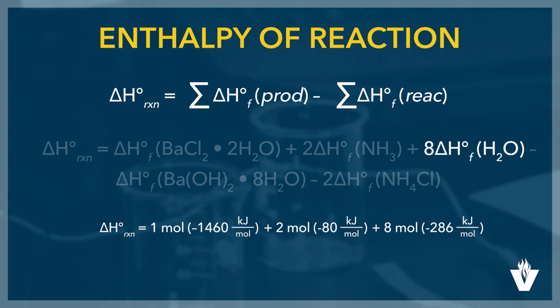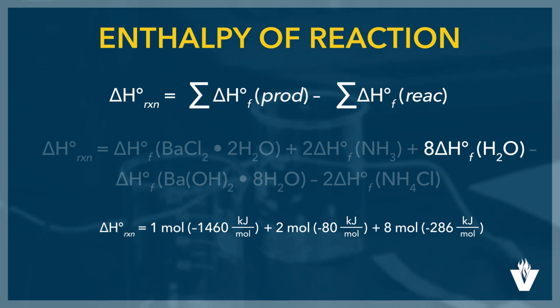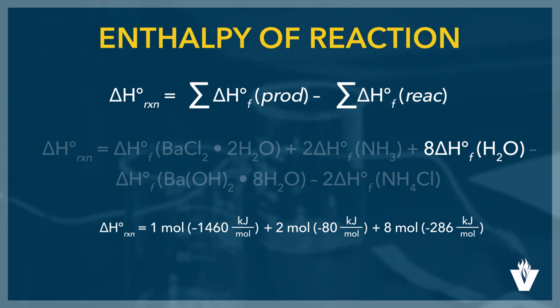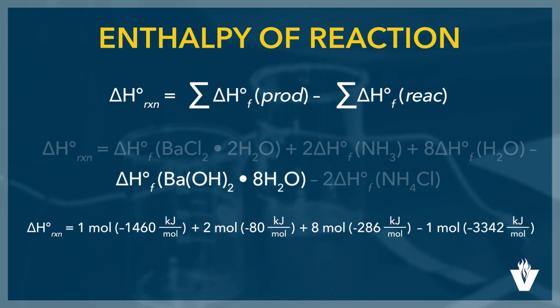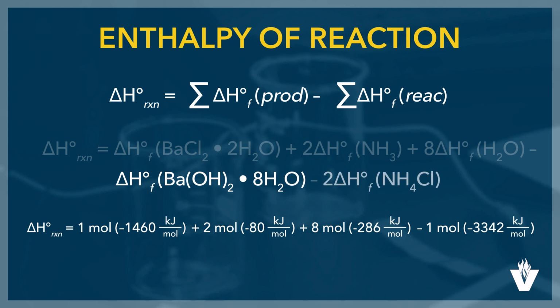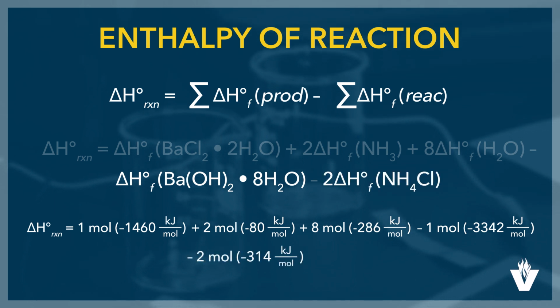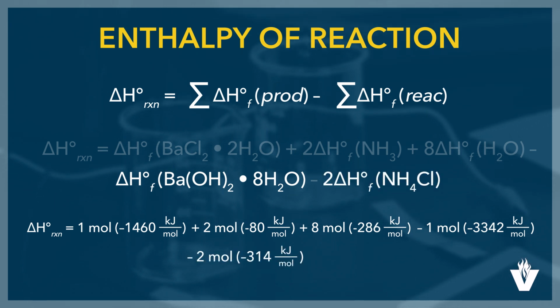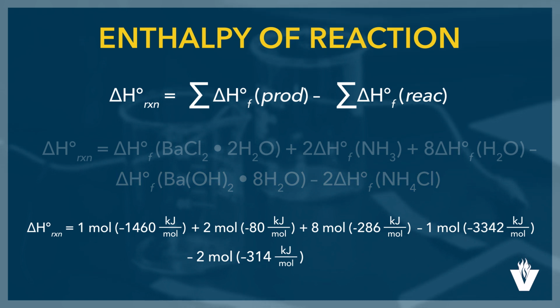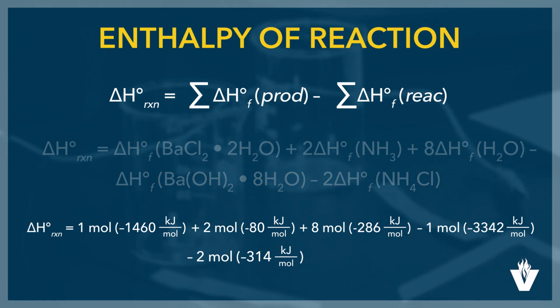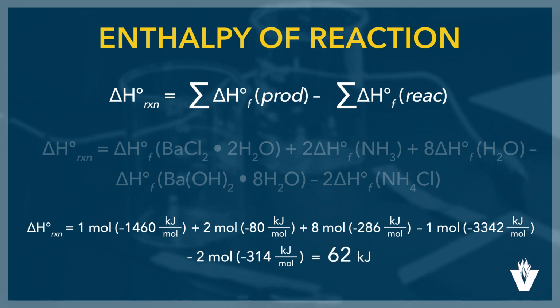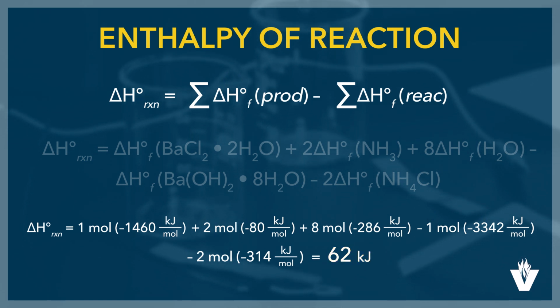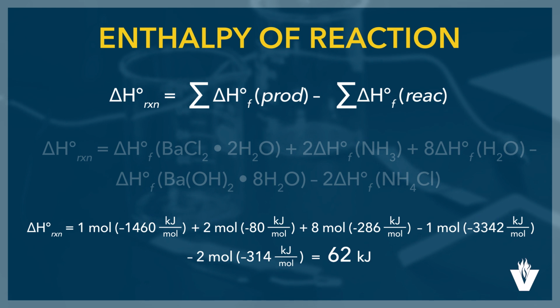Since we are breaking apart, not forming, the reactants, the formation enthalpies of the reactants are subtracted. 1 mole of barium hydroxide octahydrate adds 3,342 kilojoules, and 2 moles of ammonium chloride adds 2 times 314 kilojoules, because we are subtracting negative numbers. The final enthalpy of reaction after subtracting the reactants from the products is positive 62 kilojoules. This reaction is an endothermic process.